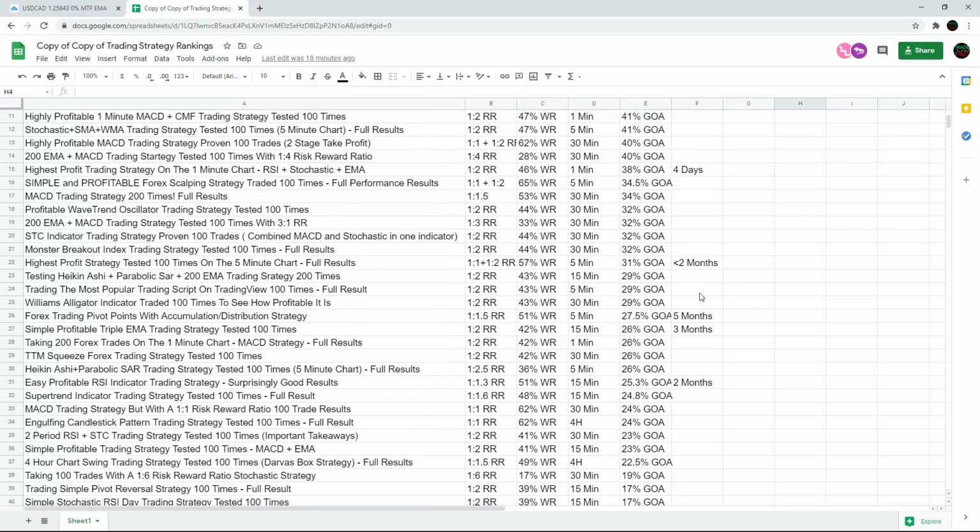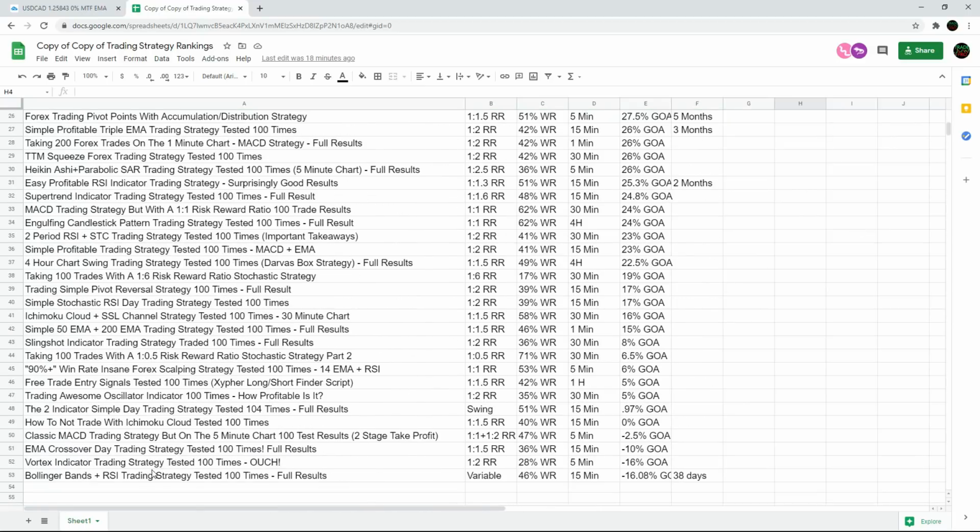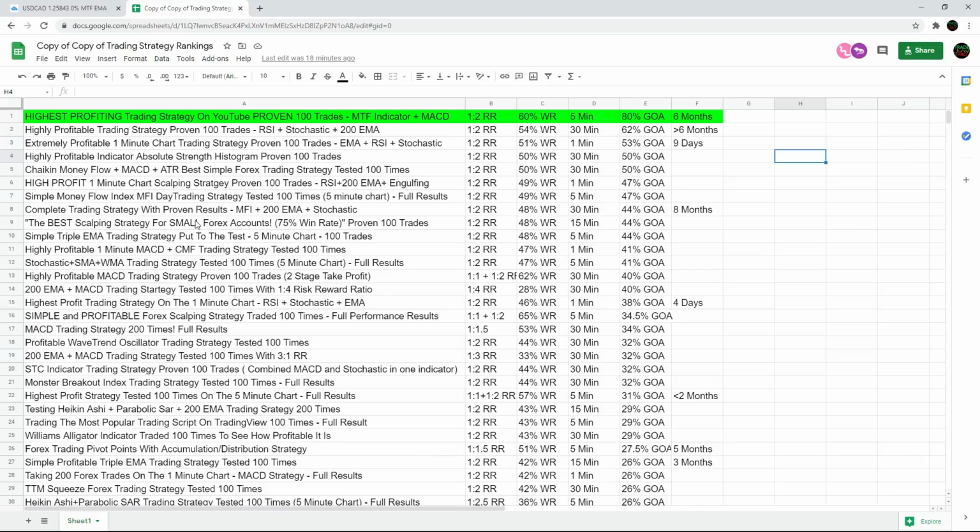After 53 trading strategies have been tested, a new first place finisher has been crowned, taking the spot of the previous first place finisher with ease, with a 6% greater win rate and 18% greater gain on the account, taking the same amount of time to find those 100 signals. Just a fantastic job with this strategy.